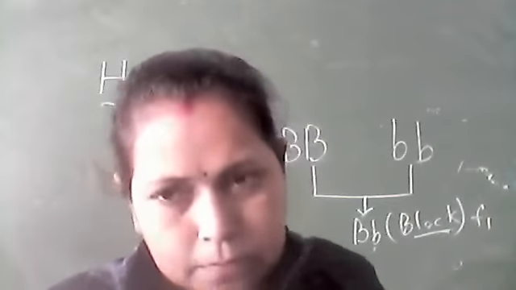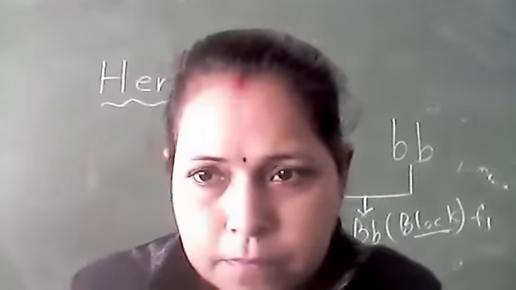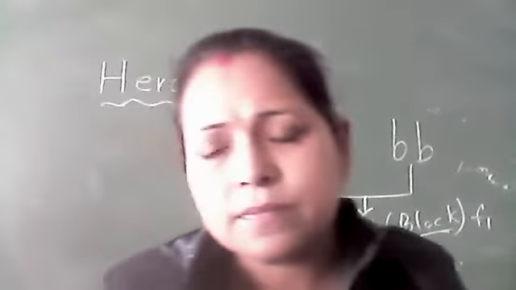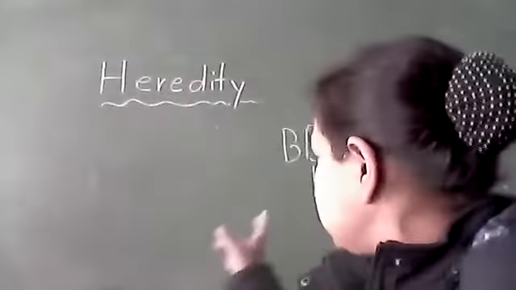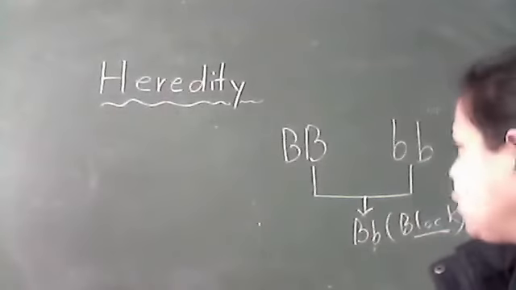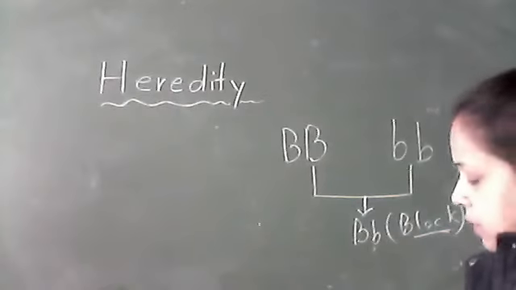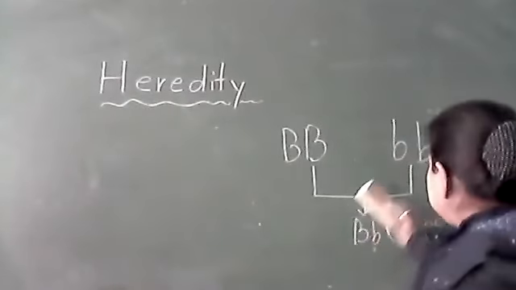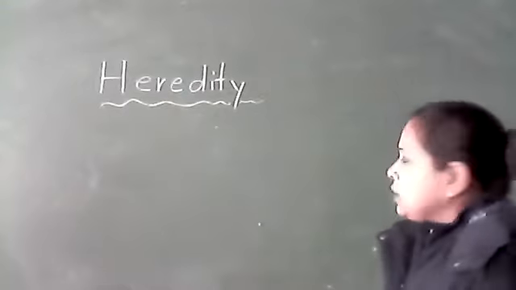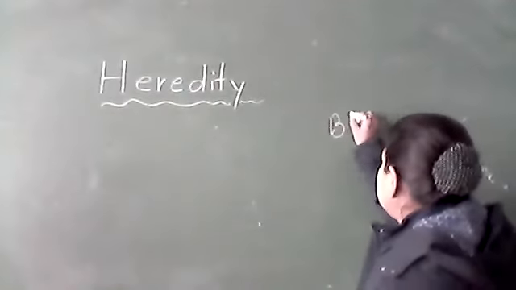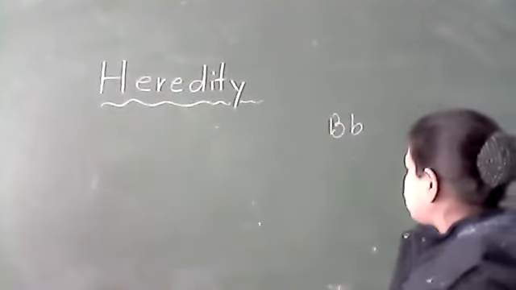Ma'am, capital B. Yes. See, when small b is crossing small b, these two, in the F2 generation, what are we going to get? देखो ध्यान से बोर्ड पे. See how we are going to get. When in the F1 generation we are getting this one. ये हम लोग को मिल रहा है F1 generation पे.